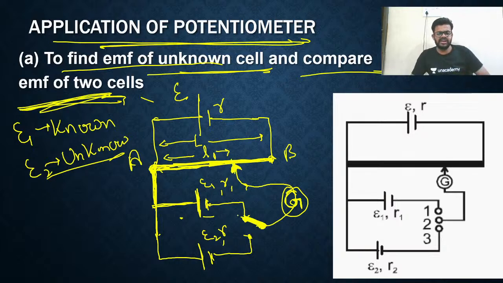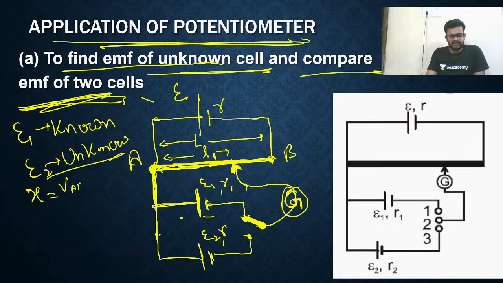So the jockey is connected here. L1 is the balancing length. At first, I am saying keep the potential gradient X as V_AB divided by L. That we already know.